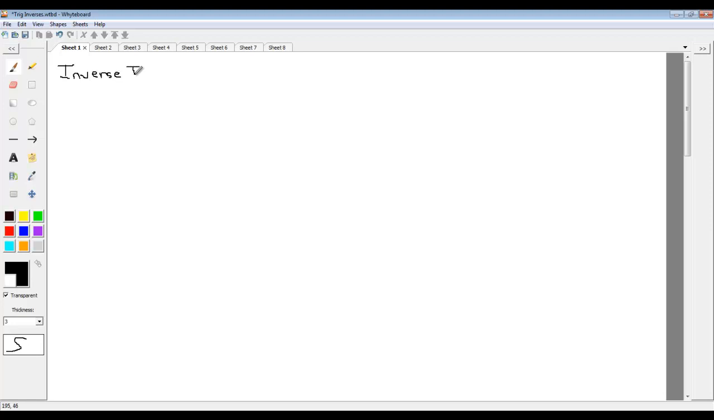When you take an algebra class, you learn about functions and their inverses. And so today we're going to apply that knowledge specifically to trig functions.